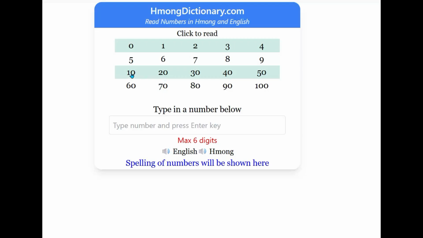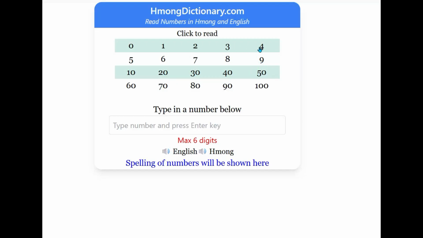So 10, then 11, 12, 13, 14, 15, 16, 17, 18, 19, and then Nengao, 20, right?